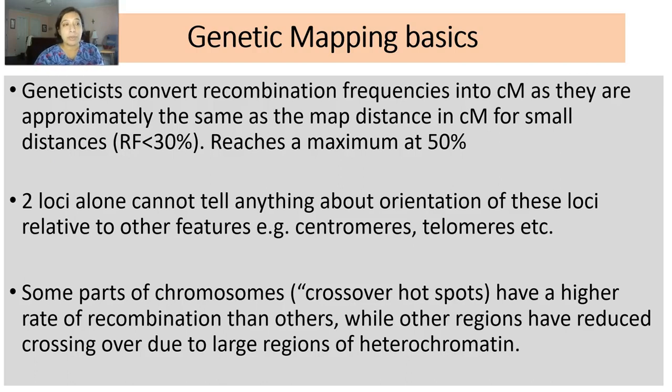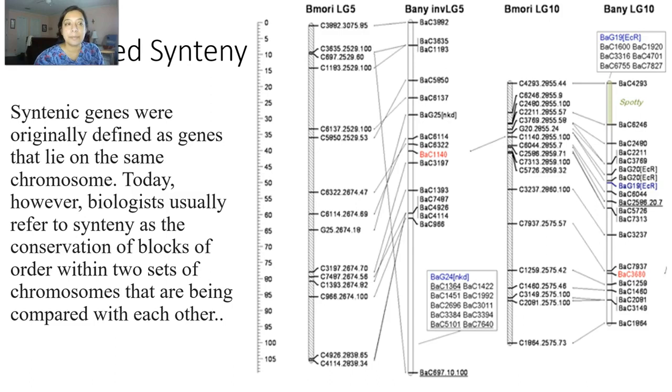Some parts of chromosomes are typically your hotspots, and have a way higher rate of recombination compared to others. That can obviously change the recombination frequencies there, and can hinder your ability to calculate map distances correctly. Other regions, usually the heterochromatin, will have reduced crossing over and will largely remain unchanged in some cases.